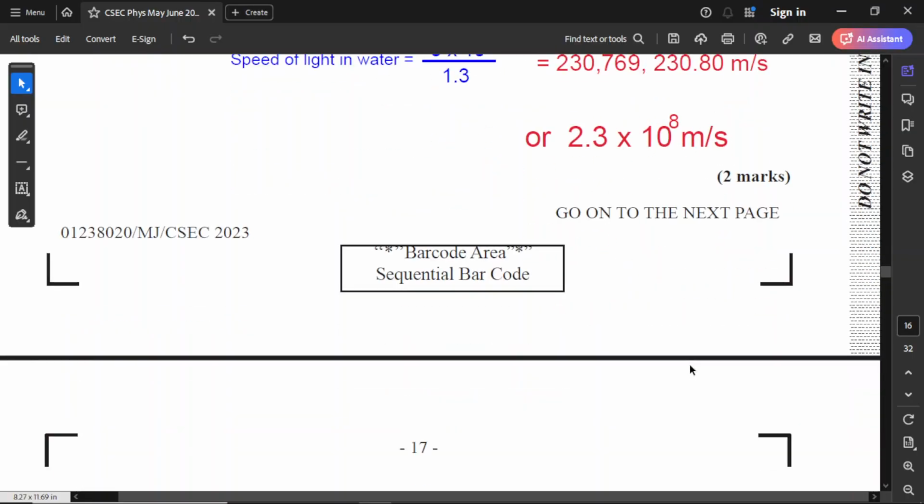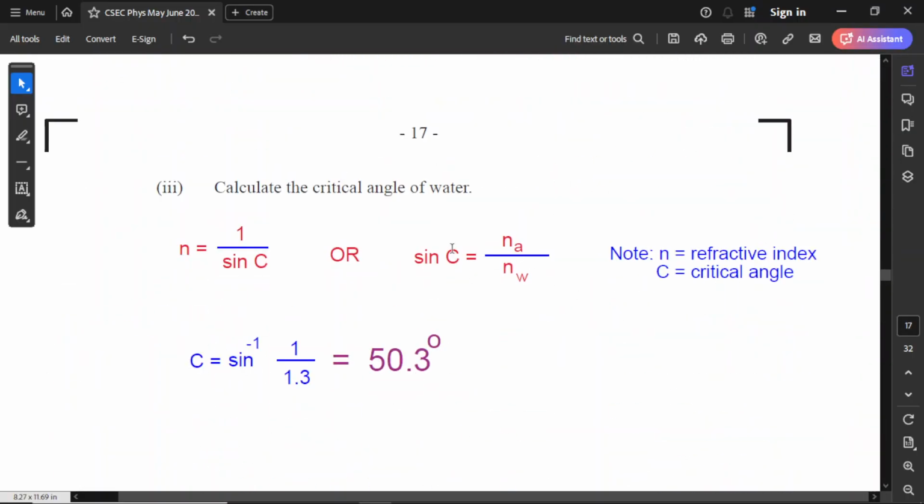All right. Let us go to part 3. Part 3 now is to calculate the critical angle of water. And the critical angle, just to make mention here, the refractive index is also given as 1 divided by sine of the critical angle. And so therefore, sine of the critical angle is equal to NA over NW. Again, remember those things up top, which are the refractive index of air and the refractive index of water. All right, and so therefore C is equal to the inverse sine of 1 divided by 1.3. And so what we have right here is 50.3 degrees. I'll just say 50 degrees, and that is fine.